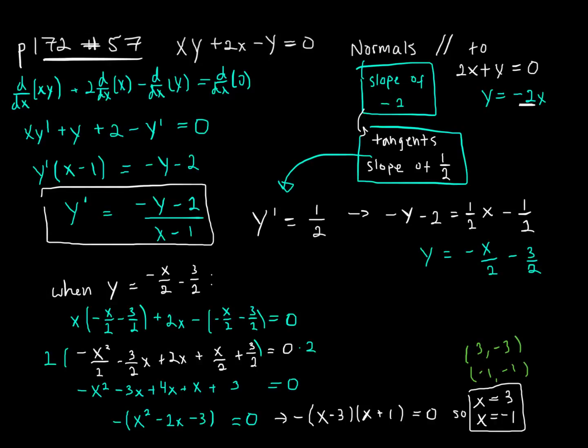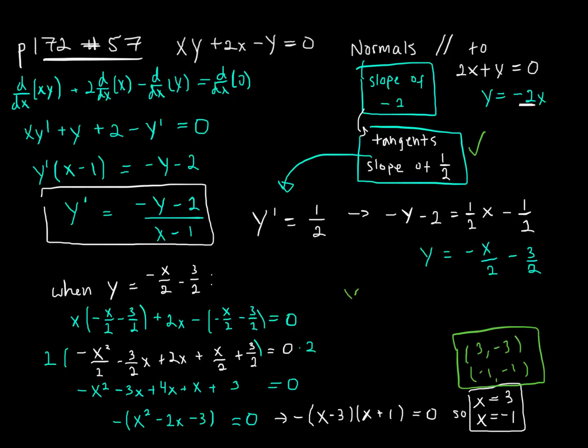So these are going to be the 2 points at which my tangents have a slope of 1/2, which means that the normals will have a slope of negative 2. So now that I know the points at which the normals will have a slope of negative 2, I can now write the equation for each normal line that passes through these points.